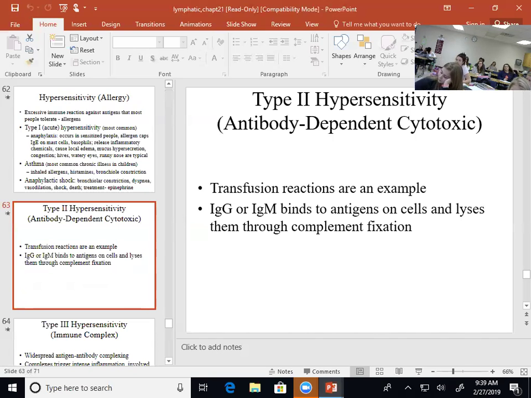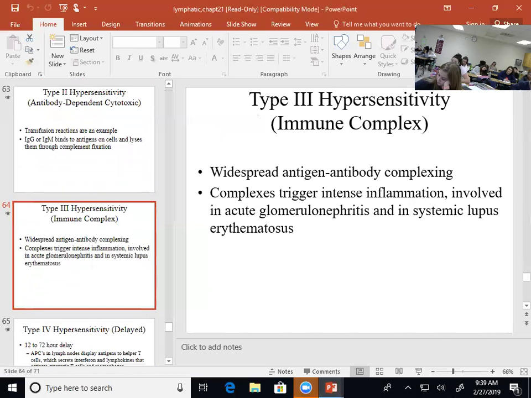The second class, the type 2 hypersensitivities, are going to be transfusion-related types of problems. Can we avoid those? Yeah, we would want to be able to avoid those, right? And then this third type, I want to give you a couple of examples of this, because these are things I'm going to ask you about.